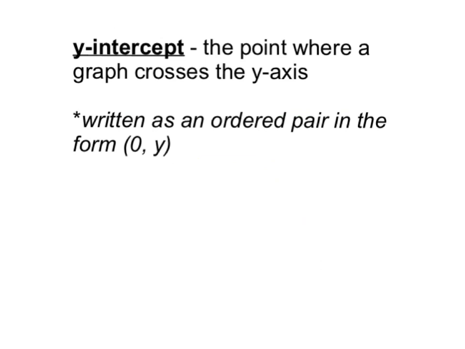Please put this vocabulary term into your critical concepts section of your binder. The y-intercept is the point where a linear graph crosses the y-axis. For our purposes, the y-intercept will always be written as an ordered pair in the form 0, y, meaning 0, whatever the y-intercept is.